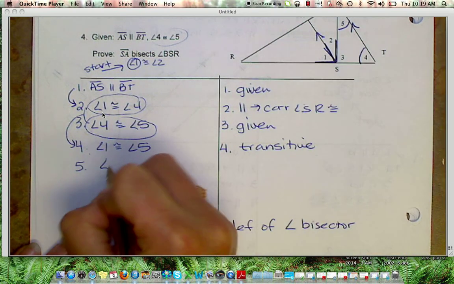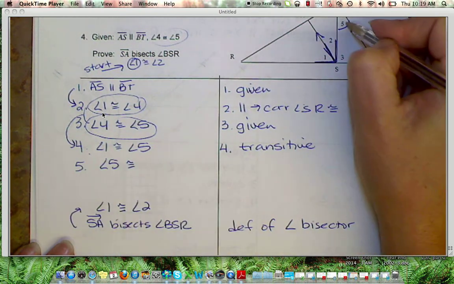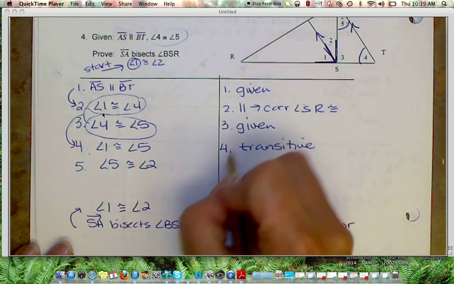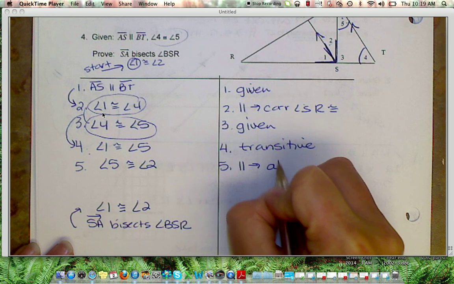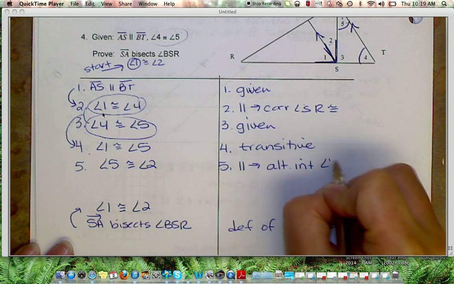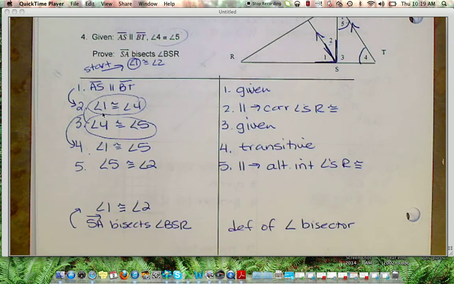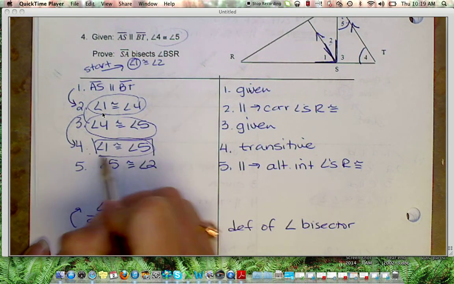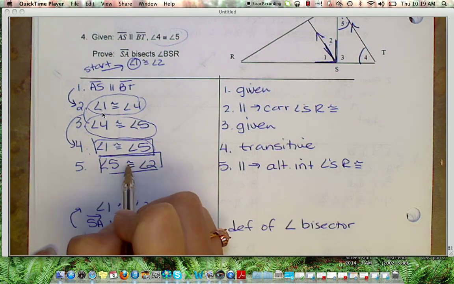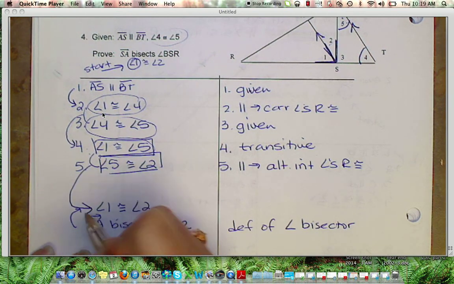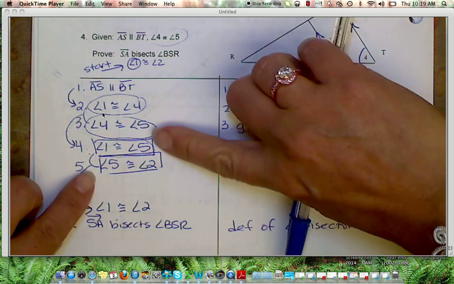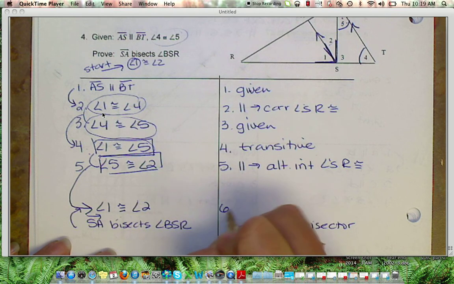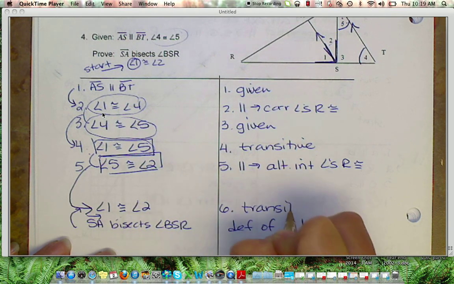So we could say angle 5 is congruent to angle 2 because they are alternate interior angles. So if the lines are parallel, then alternate interior angles are congruent. So now I have these two statements. Let's put a box around these two. Once I have two congruent statements, then I create a new congruent statement. Again, they both share the 5, so we can drop out the 5s and say 1 is congruent to 2 using a second transitive step.